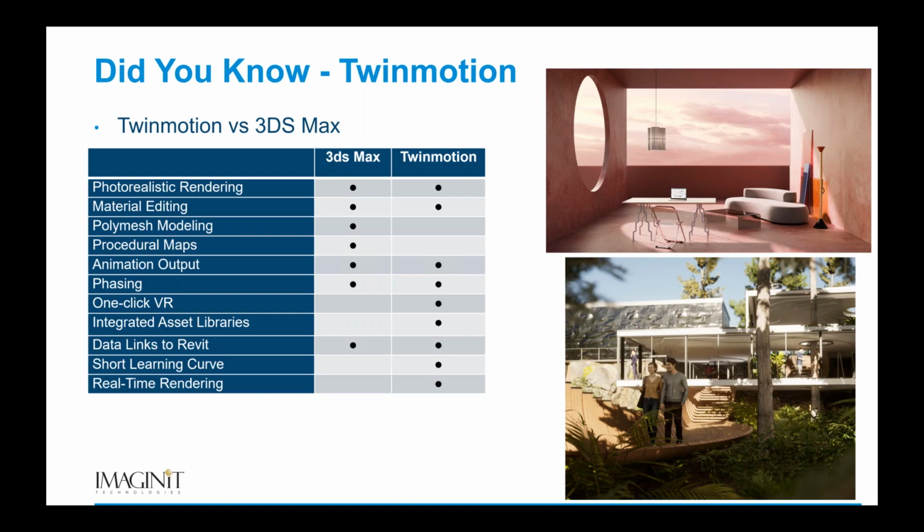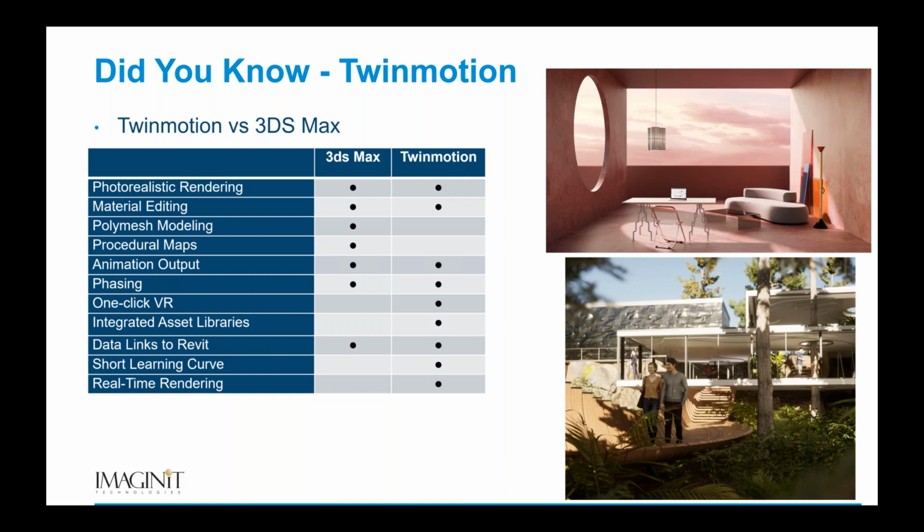Your workflows can be faster with Twinmotion than with 3D Studio because you're talking about a real-time rendering engine. Now, that being said, you might have to have a more powerful video card than what you've currently got in your workstation to really take advantage of some of those real-time rendering capabilities. But there's a lot to be said for that.